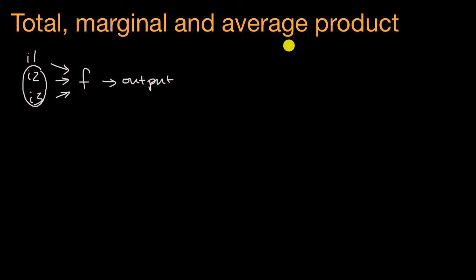To give you a tangible example, let's say that we are running an ice cream factory and we care about how much our ice cream production per day varies as a function of the number of people working in the factory. So let me write this down. Per day, ice cream production.